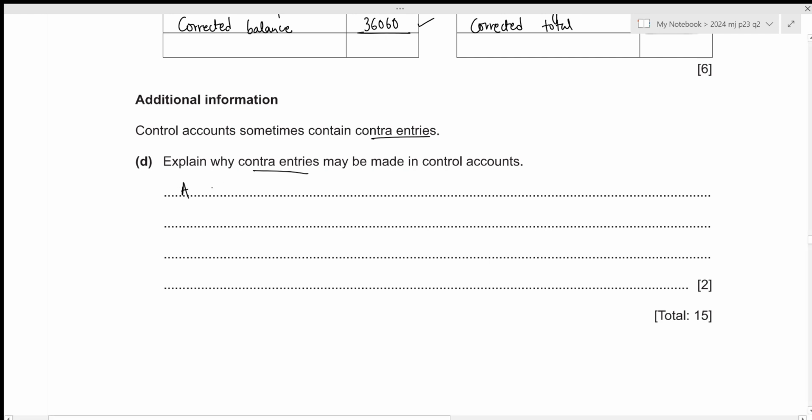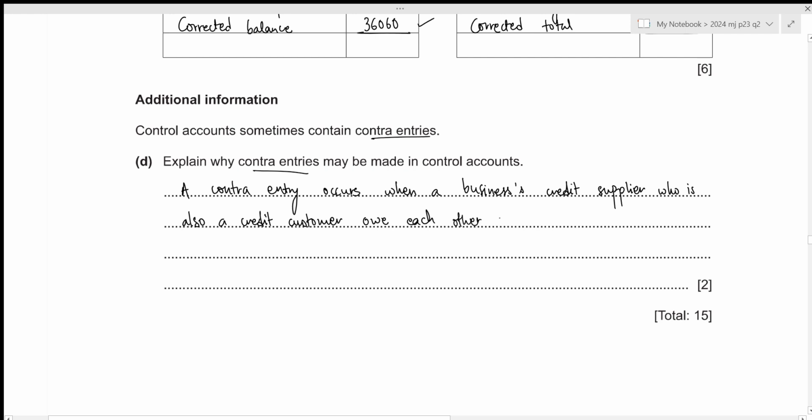Let's write it down. A contra entry occurs when a business's credit supplier, who is also a credit customer, owe each other money and one balance is set off against the other.